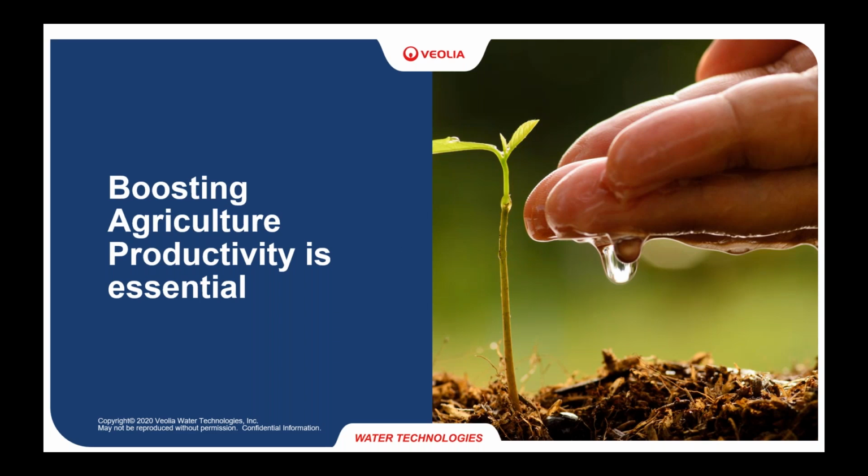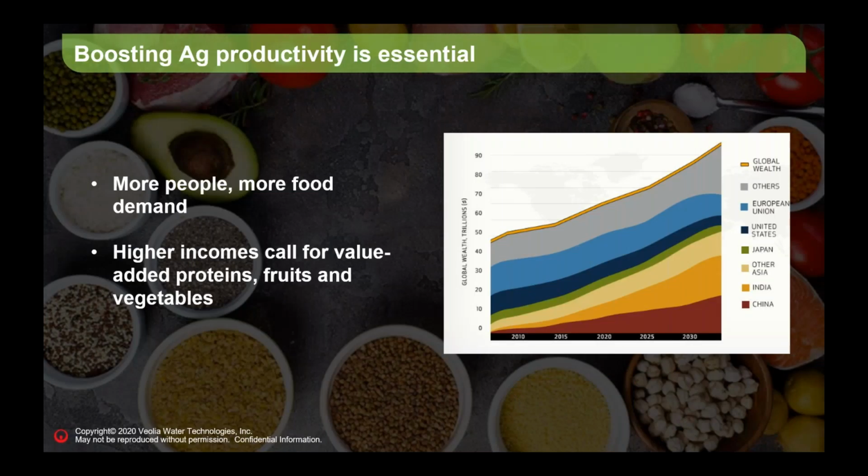I think this is important for the global agriculture industry for many reasons: because of population growth, because of higher food demand, but also because the whole world is changing towards requiring more high value foods, not only eating carbs and rice and wheat, but everybody is leaning towards eating more proteins, more fruits and vegetables.